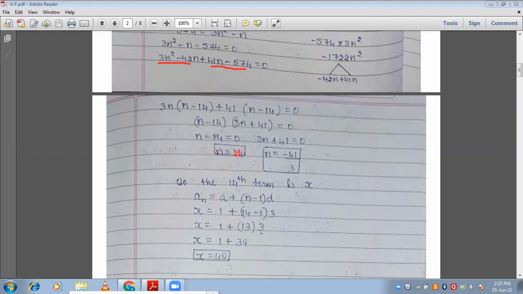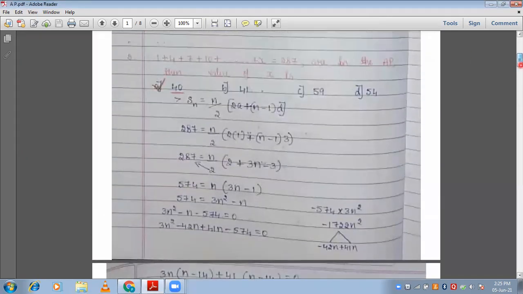So we'll get n is equal to 14. And n is equal to minus 41 by 3. N is always a positive integer. So this rational number minus 41 by 3, don't consider. Take only n is equal to 14. Now, but what is the question? The question is, you need to find out x here.